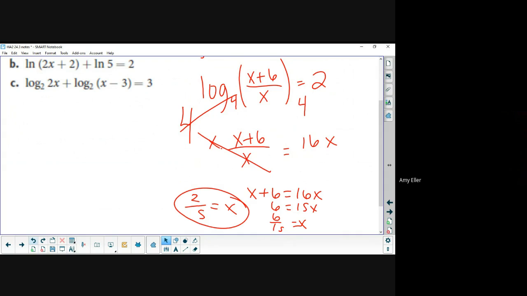You guys know how to combine logs. You know how to do inverses. You know how to solve for x. So this is not difficult. Plug 2/5 back in. Check in and see if it's correct.